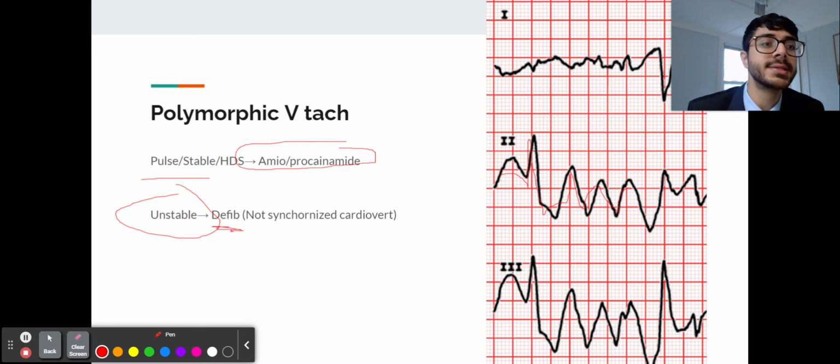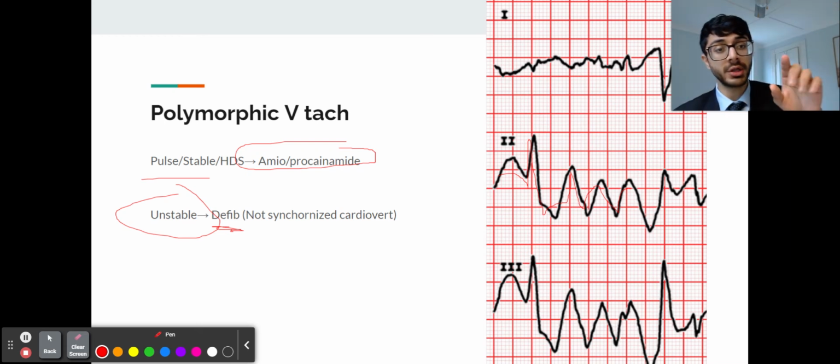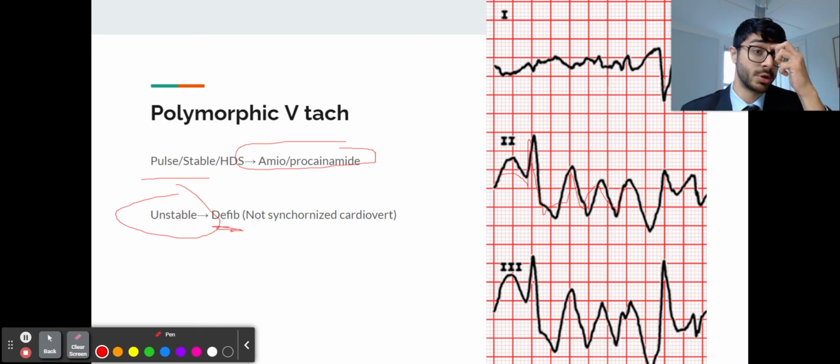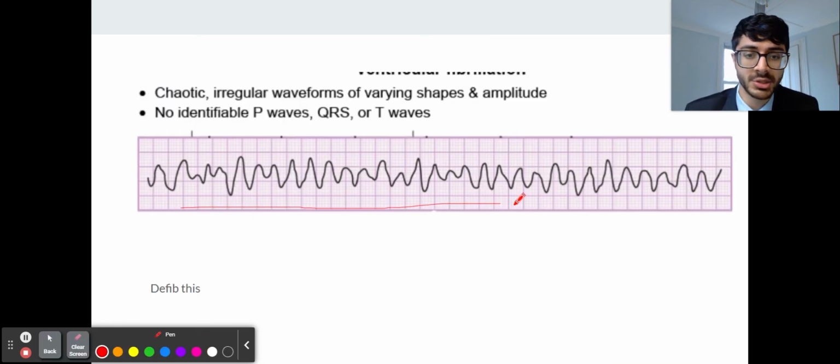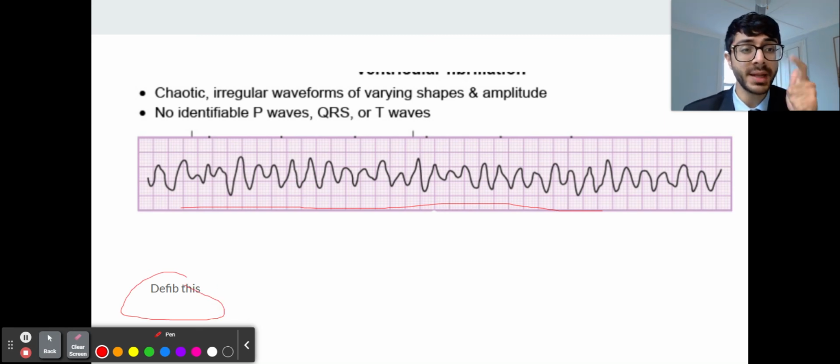This is one of the unique instances where we say V tach defib. For polymorphic V tach, generally they're going to say V tach defib, VFib defib. But for monomorphic V tach, what was it? Synchronized cardioversion. Polymorphic V tach unstable: non-synchronized cardioversion, defibrillation. So this is something you need to know. And then the last one is VFib. VFib is a wide complex rhythm. Look at this bizarre looking rhythm. Obviously, defib this. So defib VFib, and defib unstable polymorphic V tach.